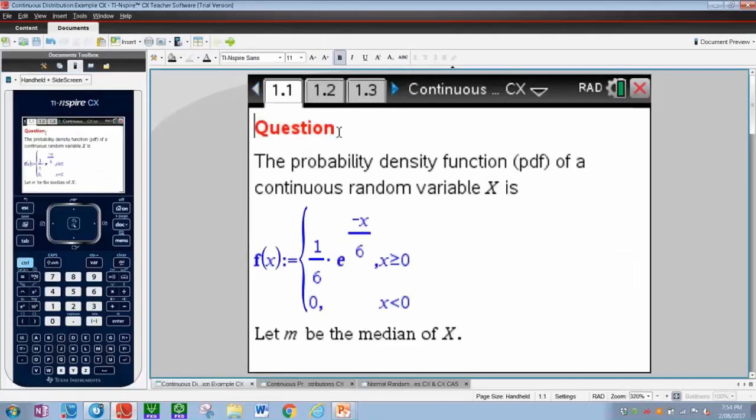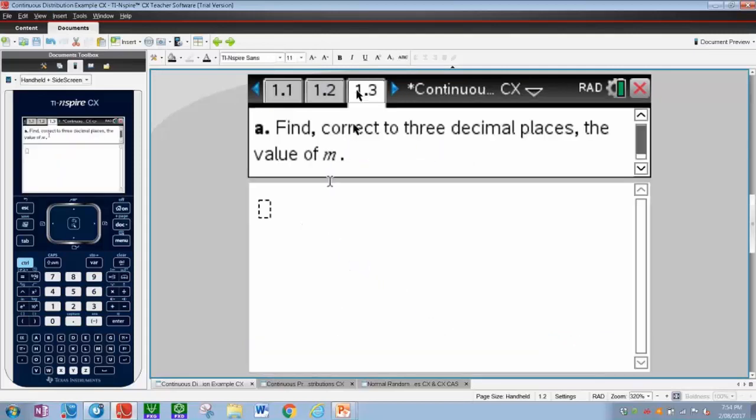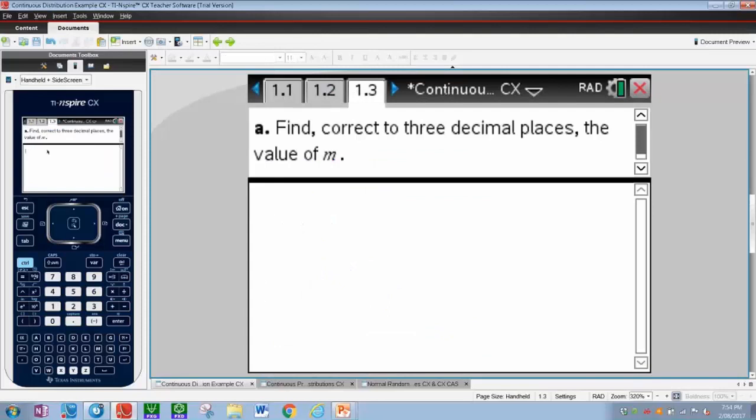For those of you using the CX, the work is slightly different. Fortunately, the graph is still the same, so that's no problem. But when it comes to doing the actual calculation, the steps are a bit different. So I'm going to show you how it works there.